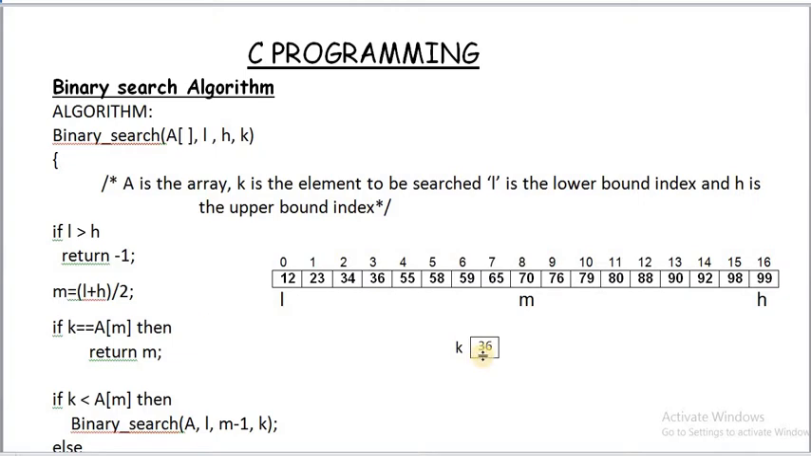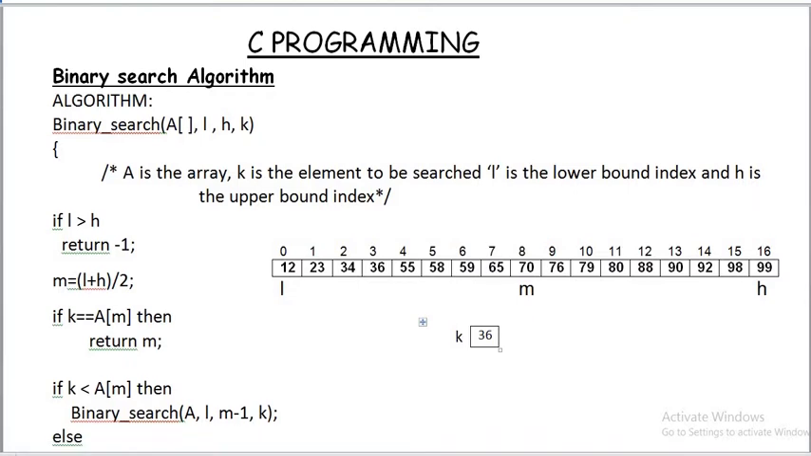Now we have to compare the searching element with the mid element. Here M means 8, A of M means 70. We have to compare K with A of M. Is 36 equal to 70? No, it is not equal. So this statement is also not executed. If it matched, it would return the M value, 8, because the element would be found at 8.